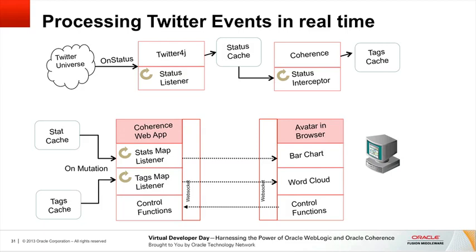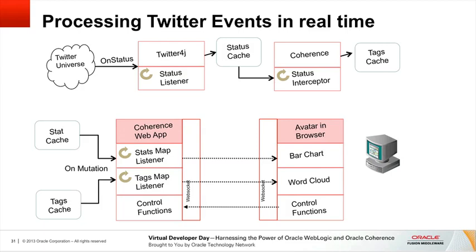On the bottom side of the screen, what we have is sort of the server and client interactions. There are two key rendered elements that we're going to show in Avatar in the browser, a bar chart and a word cloud. The bar chart shows the Coherence members and how much data they're holding, and the word cloud shows all of the tags, and the size of the words in the word cloud are based on the count of tags that we've seen coming in from Twitter.